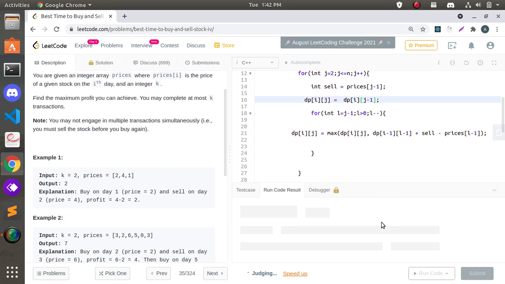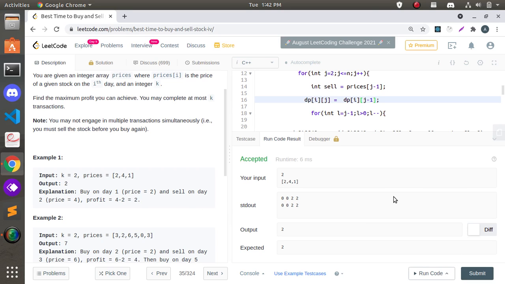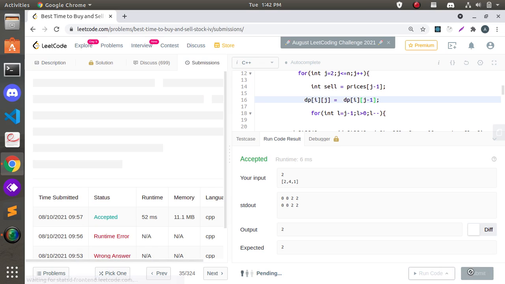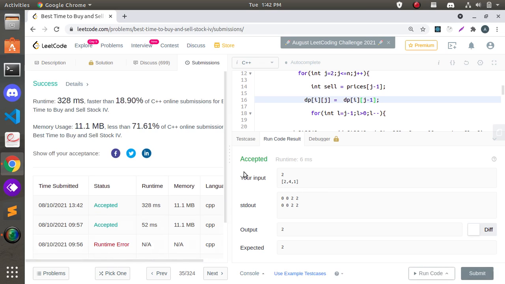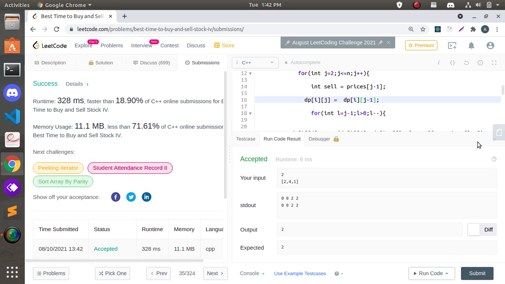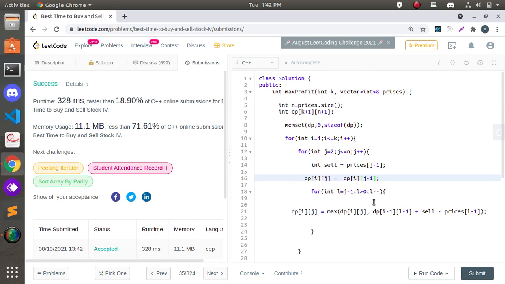It should. Yeah, it is working. Let's try to submit it. I think so. It's submitted successfully. So let's look at the complexity.